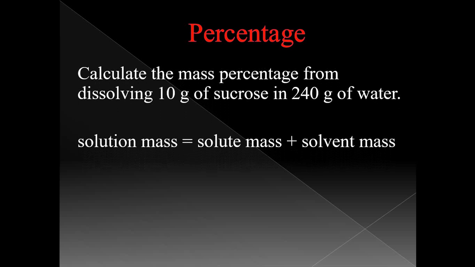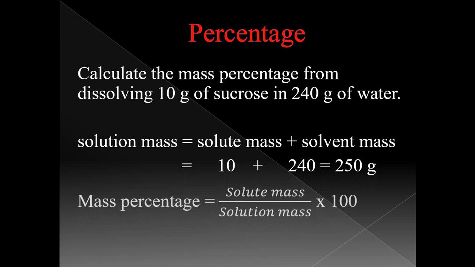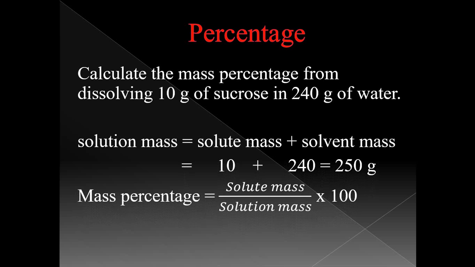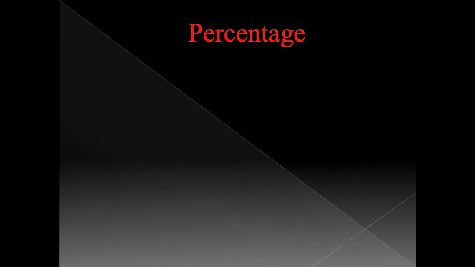Calculate the mass percentage from dissolving 10 grams of sucrose in 240 grams of water. First, we have 10 grams of sucrose, which is the solute, 240 grams of water, which is the solvent. So the solution mass is the sum of both masses, solute and solvent. So solution mass is 250 grams. Now we can calculate the mass percentage by dividing 10 over 250 times 100. So the mass percentage of this solution is 4%.